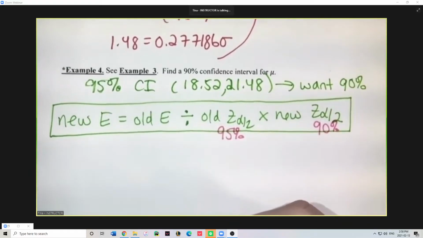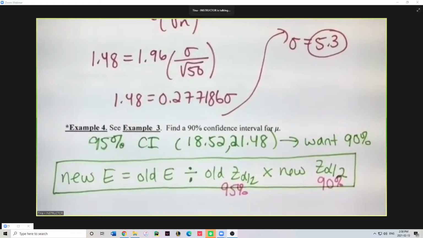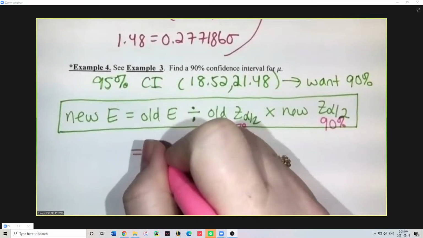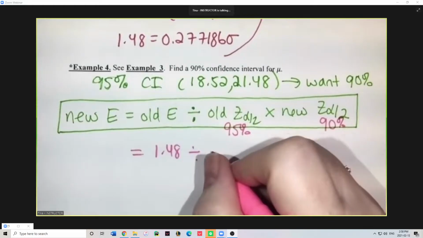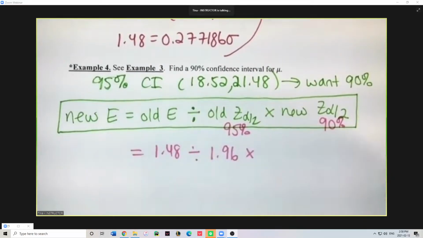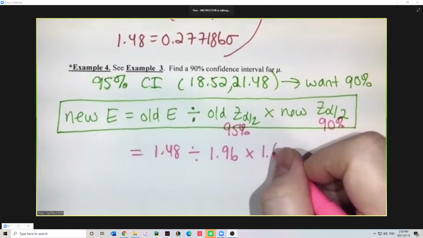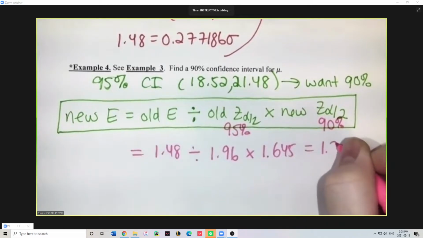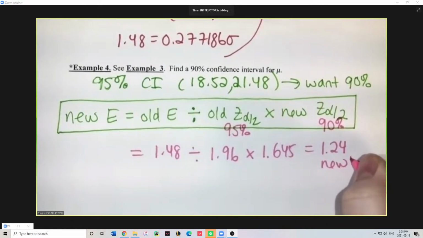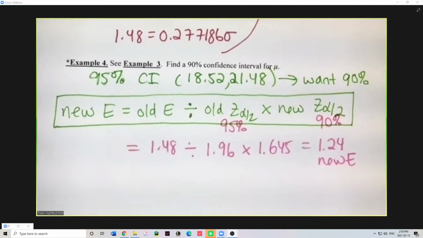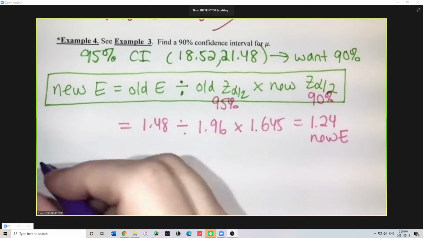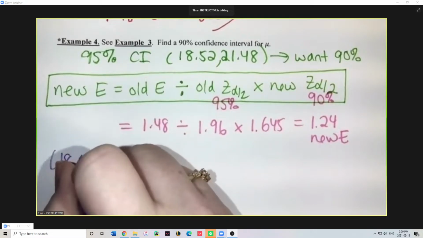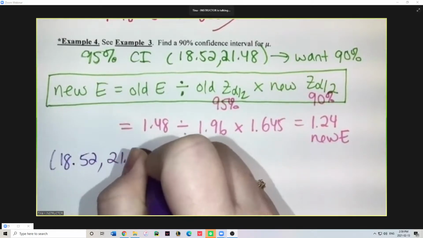So the margin of error up here is 1.48. Critical Z for 95% is 1.96. Critical Z for 90% is 1.645. And that gives us 1.24 of a new error. So we have our interval 18.52, 21.48.